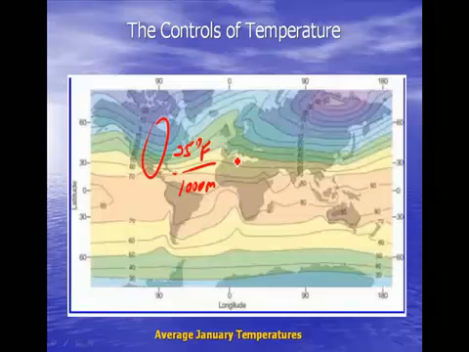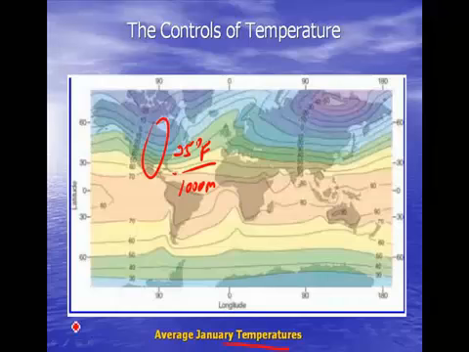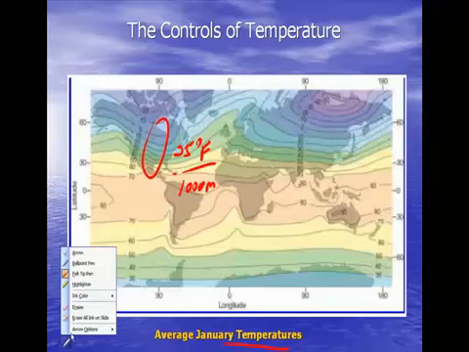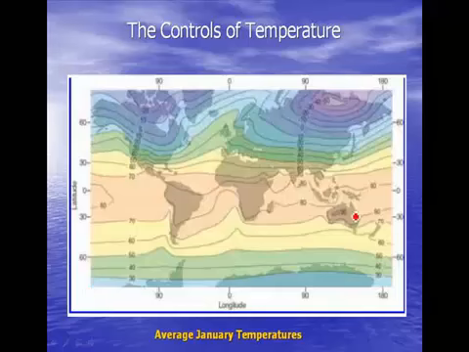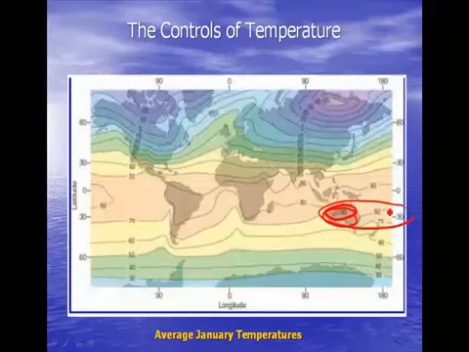Now if we go back to the average January temperatures and we look at the southern hemisphere, notice we have 90-degree temperatures here. Over here, over this continent, that's Australia. And notice where that's located, at about 30 degrees south latitude.